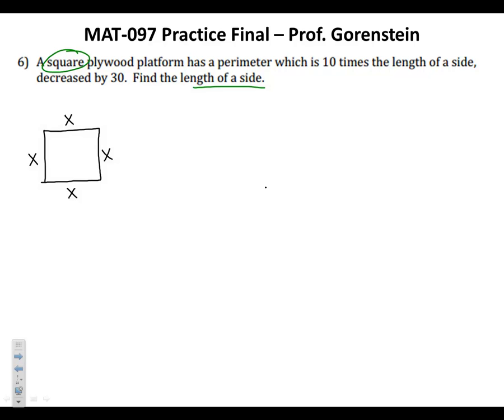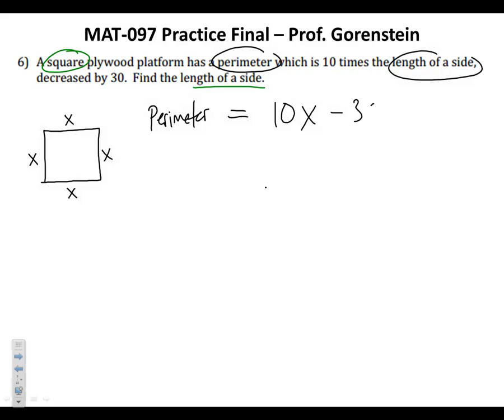So now we're given a relationship between the perimeter and the length of a side. So that relationship is the perimeter equals 10 times the length of a side. So the length of a side, we're using x. So 10 times the length of a side decreased by 30. So subtract 30, minus 30. The perimeter is 10 times the length of a side decreased by 30.